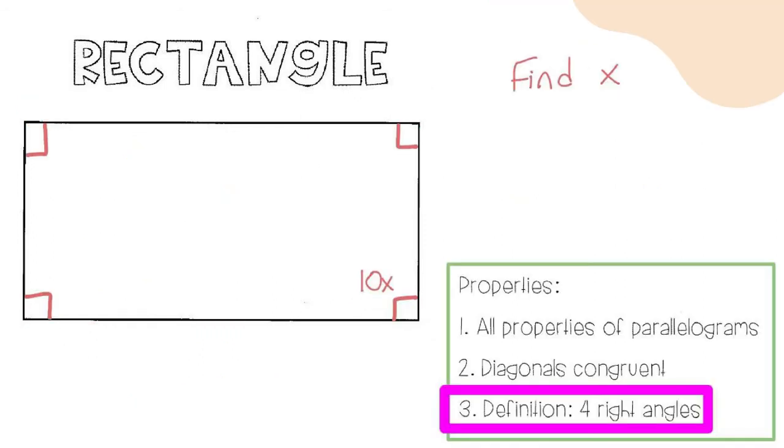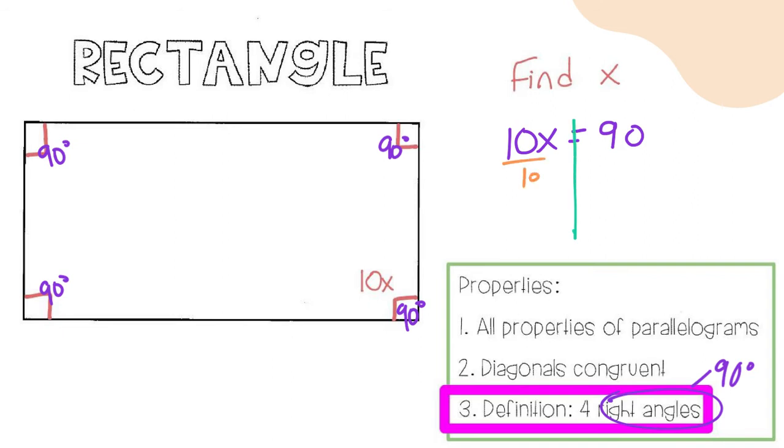When I want to find X here, I have my rectangle with 4 right angles. If I have a right angle, that means that I'm dealing with something that is 90 degrees. So all of these are 90 degrees, which means that this 10x can be represented as being set equal to 90. So 10x and 90, they're both ways to say what that angle equals, but I need to figure out what x is, and that's when I'm going to solve my equation. And when I do, I find that x equals 9.